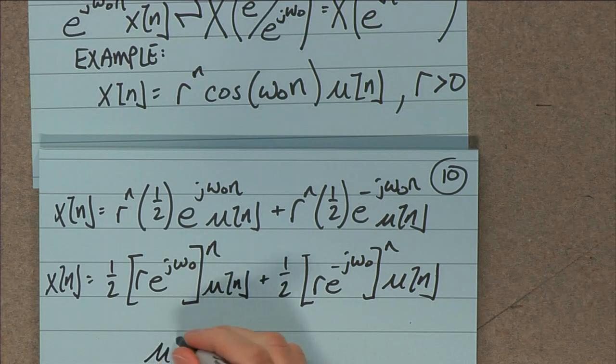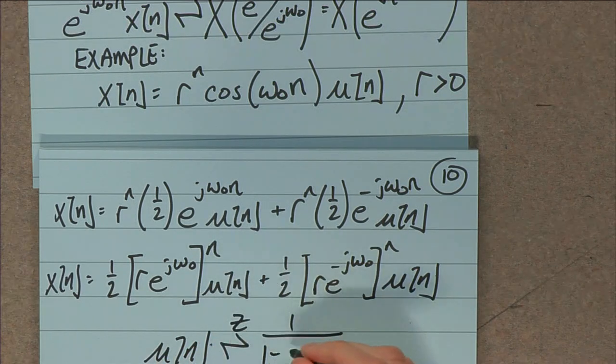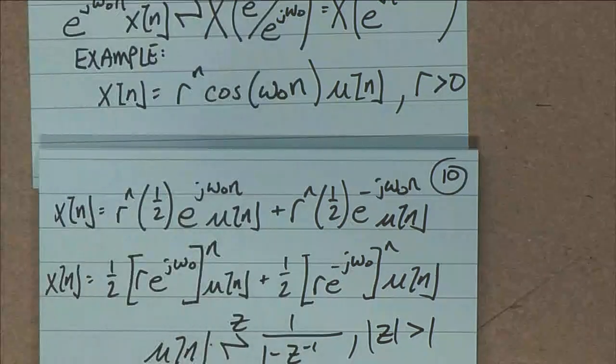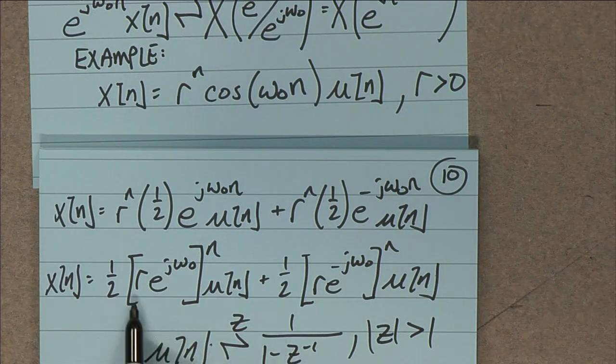And what do we know? Well, we know u of n is one of our favorite z transforms, right? 1 over 1 minus z inverse, and the magnitude of z has got to be greater than 1. So this is the z transform we're going to use. So let's now apply the property in both cases.